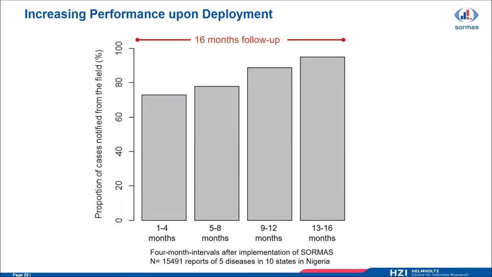And then we continued as well to look at the data that was collected from the SORMAS users in the field and from the national level. We found out that even at the beginning, 76% of the users from the field collected this information, and about 16 months later, 98% of them had collected this information.